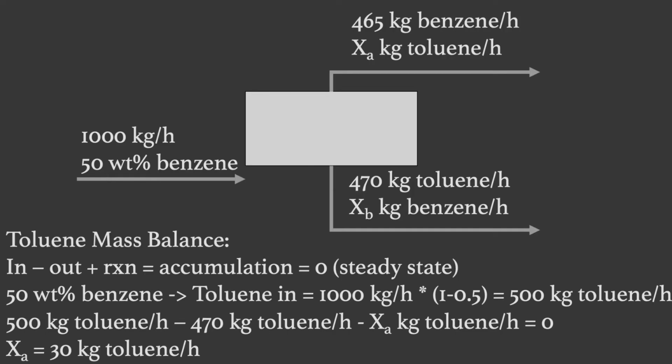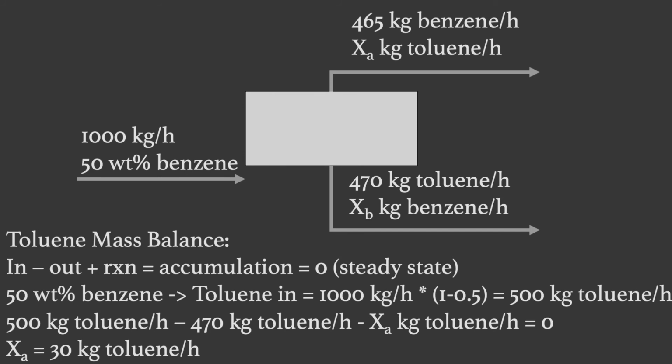We're going to do the exact same thing. In minus out plus reaction is equal to accumulation, which is equal to 0 since we said it's steady state. So the way to find the toluene flow rate is using 1 minus the mass fraction of benzene, because we only have benzene and toluene entering the system. We're going to multiply 1,000 kilograms per hour times 1 minus 0.5, which is still 0.5. That's going to equal 500 kilograms of toluene per hour.